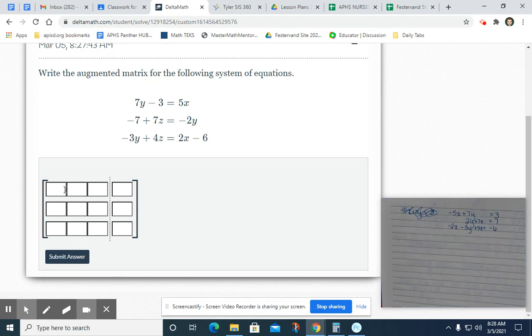So then my augmented matrix is negative 5, 7, 0, 3, 0, 2, 7, 7, negative 2, negative 3, 4, negative 6.